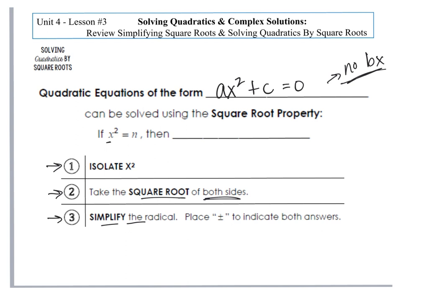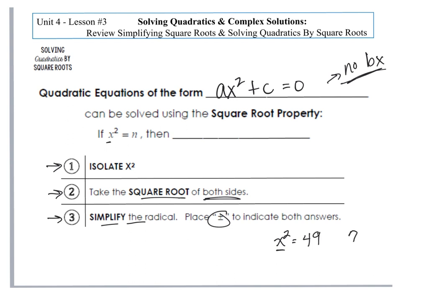Now when you take the square root of something, when you're solving for x, we have to put a plus or minus sign to indicate both answers. Why do we have to do that? Okay, if I'm saying x squared is equal to 49, what we're asking is what value when squared equals 49? Why is there two answers?